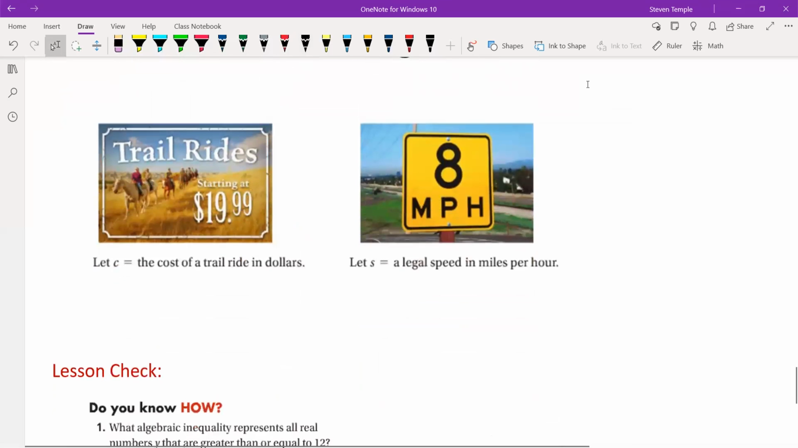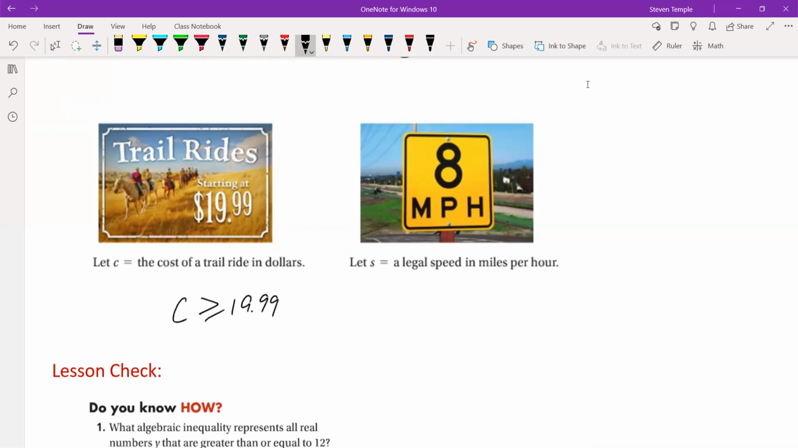But you may see things such as trail ride starting at $19.99. Let C be the cost of the ride in dollars. So it says starting at, so it's probably going to be greater than or equal to $19.99. Could it equal? Yes, it can. But could it be more than that? Yes. Is it going to be less than that? No, it's not going to be less than that.